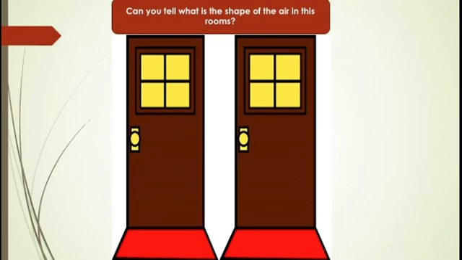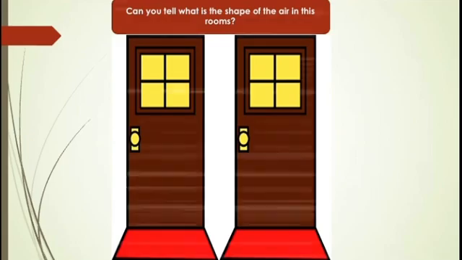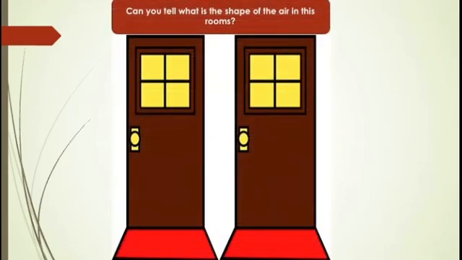So, dear students, can you tell me how much air is there in this room? No, we cannot measure it because air has no fixed volume. Now, can you tell me what the shape of air in the room is? No, air has no fixed shape, but it takes the shape of its container, just like water.